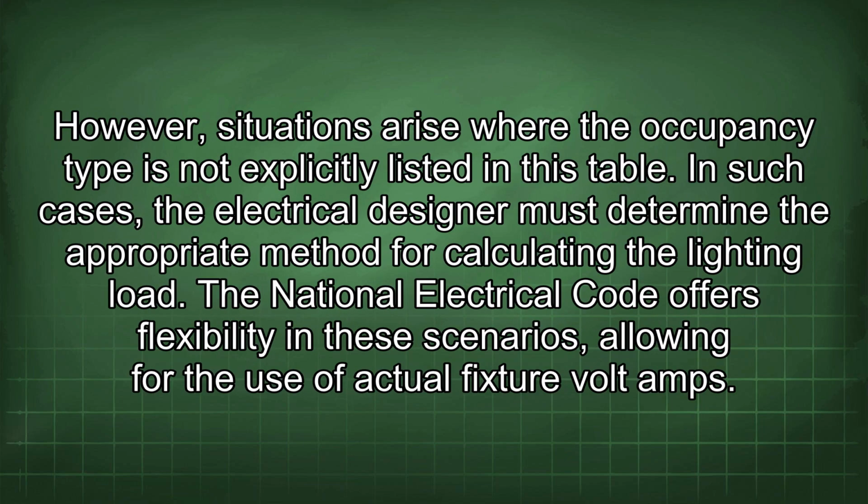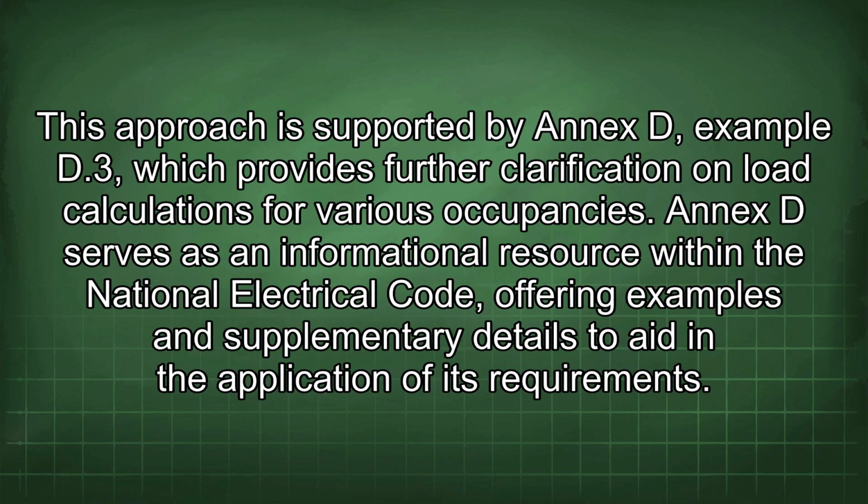However, situations arise where the occupancy type is not explicitly listed in this table. In such cases, the electrical designer must determine the appropriate method for calculating the lighting load. The National Electrical Code offers flexibility in these scenarios, allowing for the use of actual fixture volt amps. This approach is supported by Annex D, Example D3, which provides further clarification on load calculations for various occupancies.